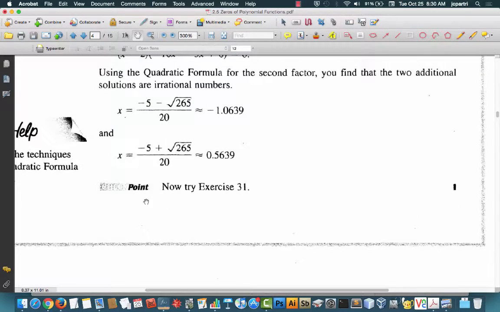All right, let's go ahead and try exercise 31. Pause the video, try exercise 31, and that's going to conclude part 1 to this lesson. So go ahead and pause the video, and then we'll go over the solutions.